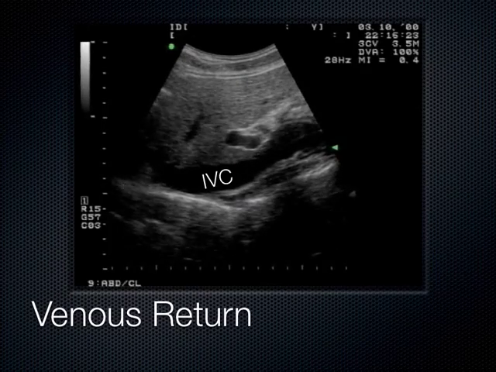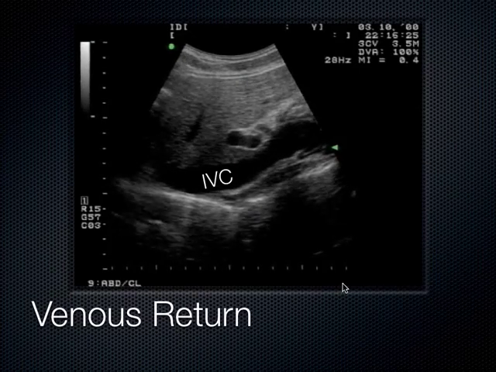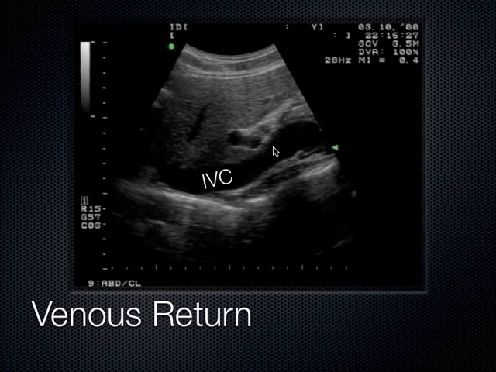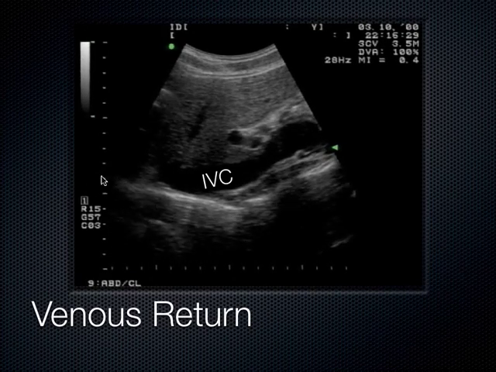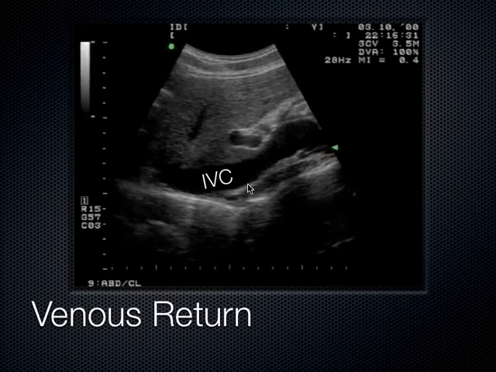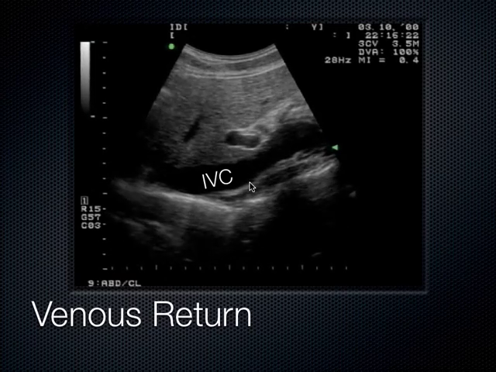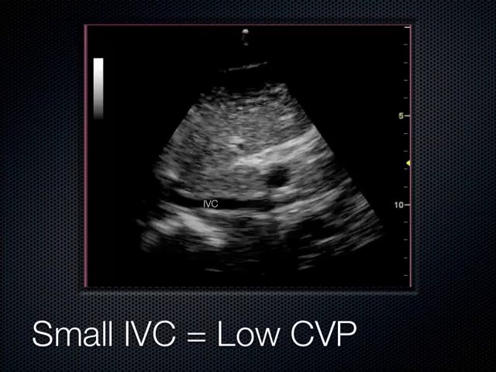This is what it looks like. This is a patient who's breathing in and out. There's absolutely no change of their IVC. If I had to look over here at these calipers, maybe it's about 1.5 or 2 centimeters. I mean, I'm not dropping calipers here, but I'm just kind of demonstrating that.